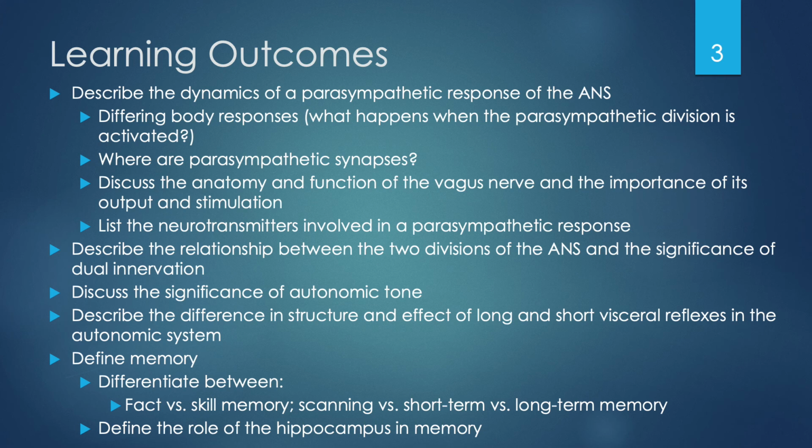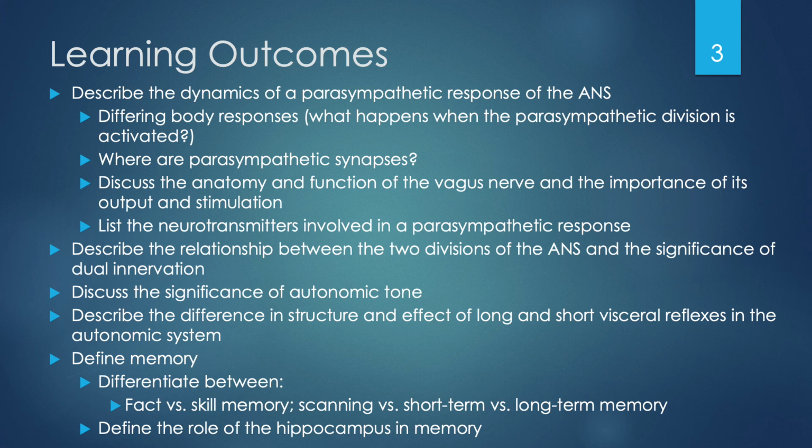And we'll discuss the anatomy and the function of the vagus nerve, which is cranial nerve 10, and the importance of its output and stimulation. We'll also list the neurotransmitters that are involved in a parasympathetic response. Then we'll go on to describe the relationship between the two divisions of the autonomic nervous system and the significance of dual innervation. We'll discuss the significance of autonomic tone.